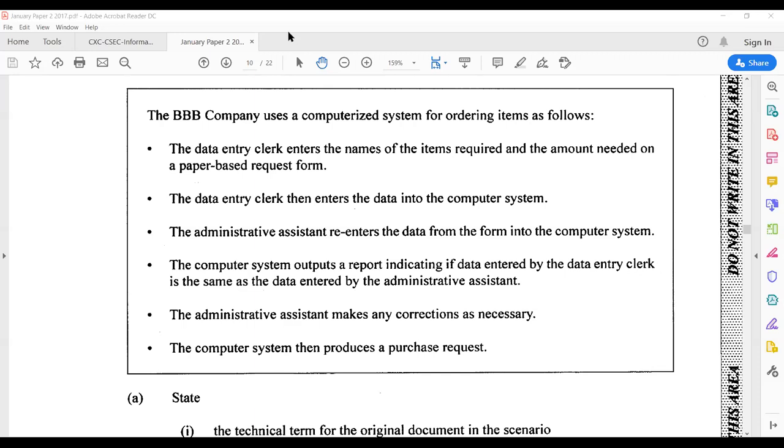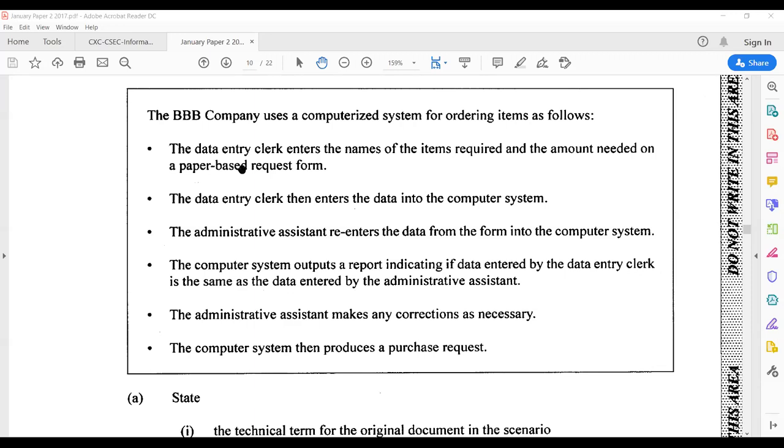Anyone want to suggest a data check? All right, one of the things you could check, right? Now, they say the data entry clerk enters name and then items required and the amount. So in terms of data being input, it's three different things: names, items required, and amount needed. One of the things you could check is the amount needed. When they enter the amount needed, you can ensure that what they enter is actually a numerical value. Okay, so it's a number.